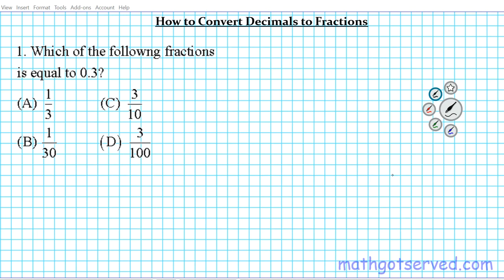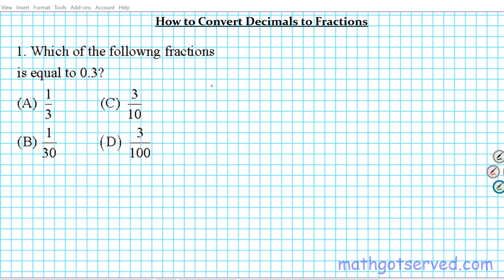All right, let's take a look at question number 1. On question 1, we're being assessed on how to convert decimals to fractions. Question 1 states, which of the following fractions is equal to 0.3? So we have the decimal here, and we're wondering which of these four fractions is equal to 0.3.